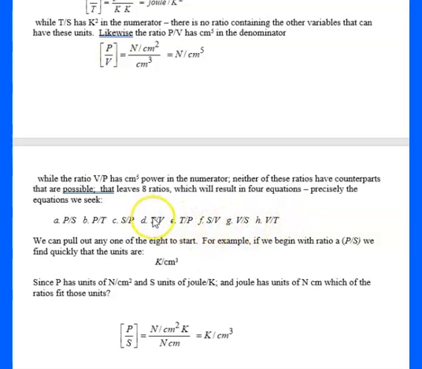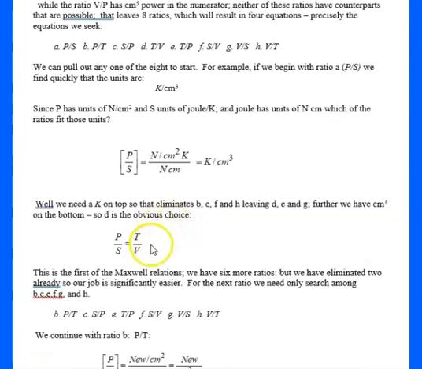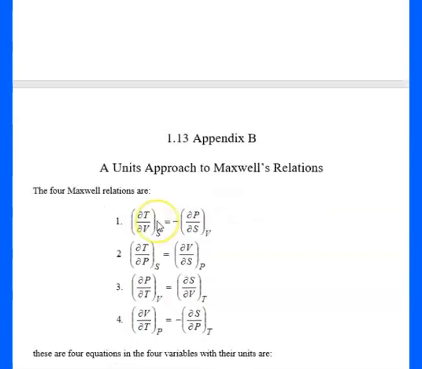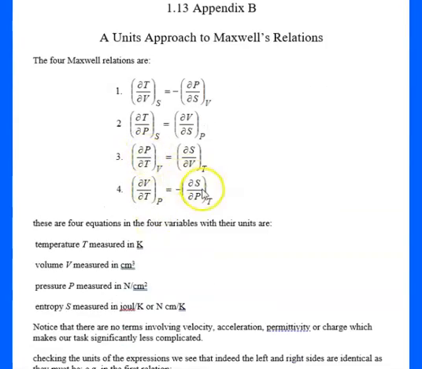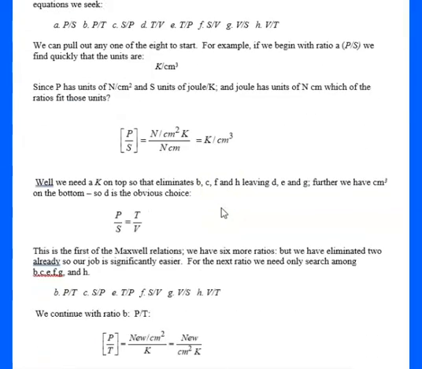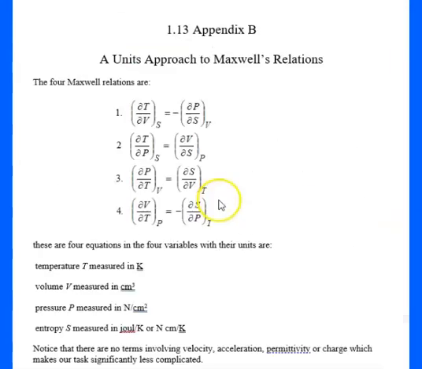So all these others, probably not that great. This one looks really good because it's got Kelvin divided by volume. So it's K for the T, and V is cubic centimeters, so it's Kelvin per cubic centimeter. So D looks like a pretty good choice. And in fact, that is precisely what we have. So let's go back and see if that indeed is one of our Maxwell relations. Oh gosh, I forget which one it was. P over S, T over V. Okay. P over S, T over V. So that's relationship number one.